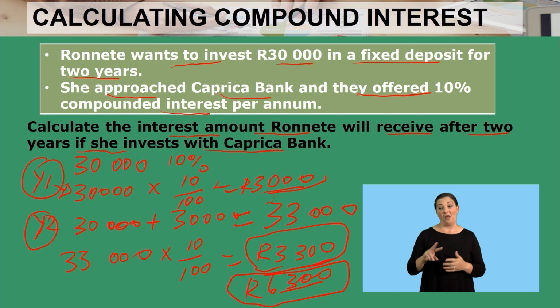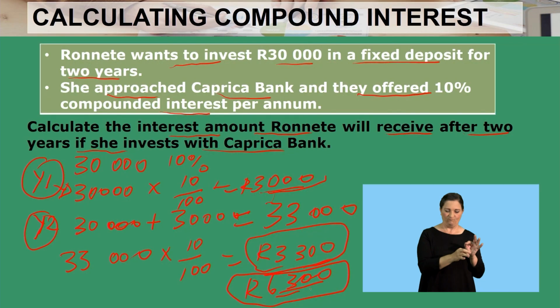So another question can come and say, give us the best investment option or the best interest option. So you'd obviously choose compound interest because it yields a higher return.